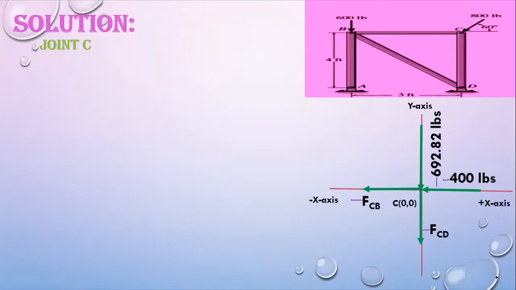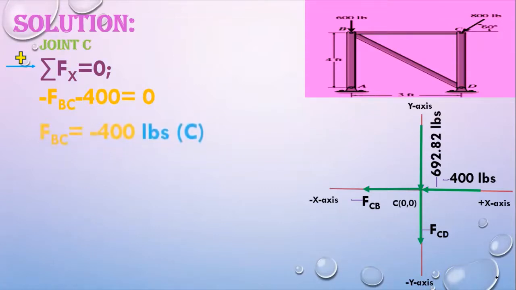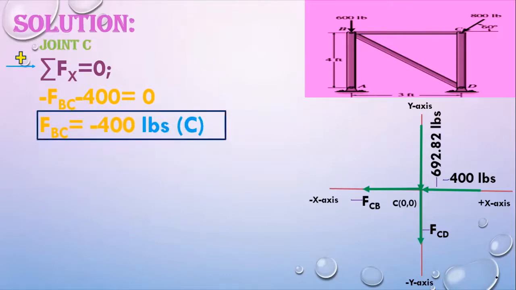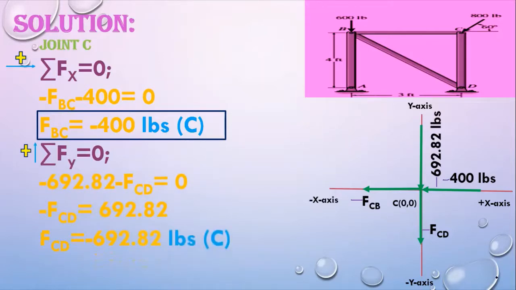So what we have to do is sum up horizontal forces. The equation will be minus FCB minus 400. So FBC is coming out to be minus 400 pounds, and this force should be compressive in nature because the value is negative. Then we sum up vertical forces. So FCD is minus and minus 692.82. So we will be able to calculate FCD, and it is also coming out to be a negative value, and it should be a compressive force.